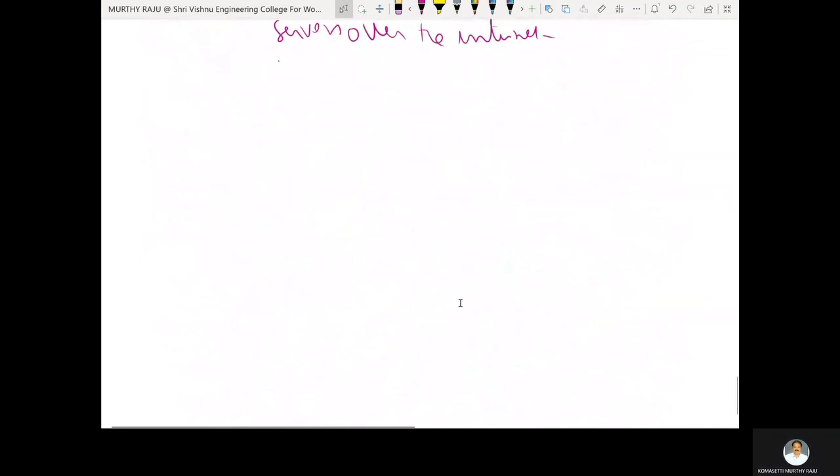Next one, nodal capabilities. First one is basic nodal capabilities.